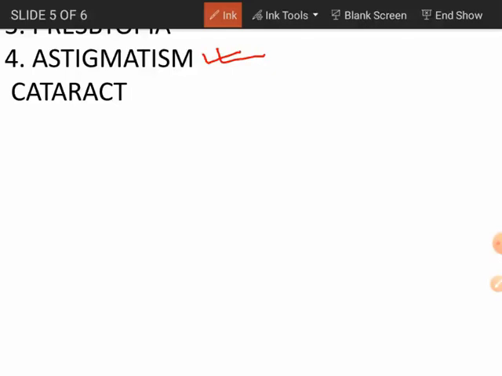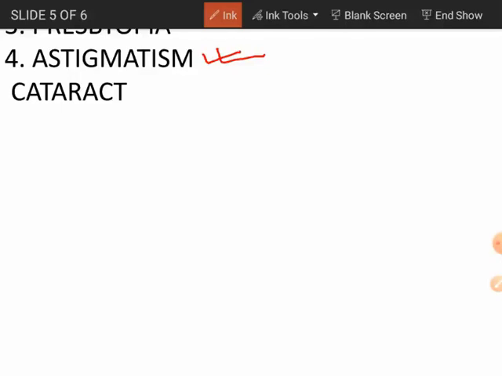Rather, in the case of astigmatism, the cause is the irregular shape of the spherical shape of your eye. Got it? That means your eye lens. It may be due to the irregular spherical curvature of the eye lens, or it may be due to the irregular curvature of your eyeball.